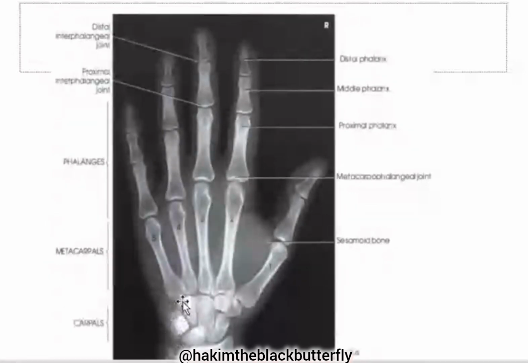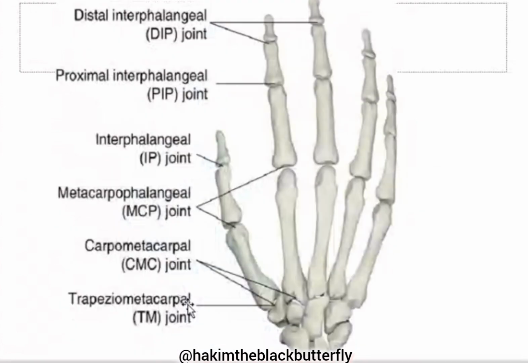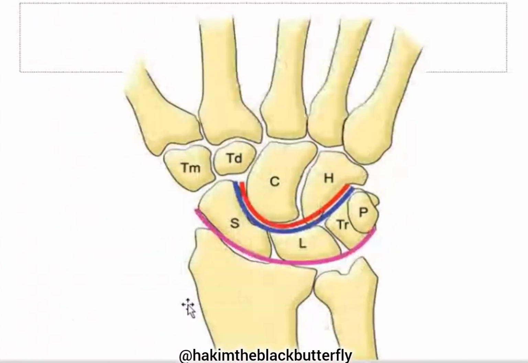Medially, we have the pisiform and the hamate. And laterally, we have the scaphoid and the trapezium. And that scaphoid looks like a boat. The word scaphoid means boat-like. Medially, you have the pisiform and the hamate. And that bone, the hamate, has a hook. It is hooked.